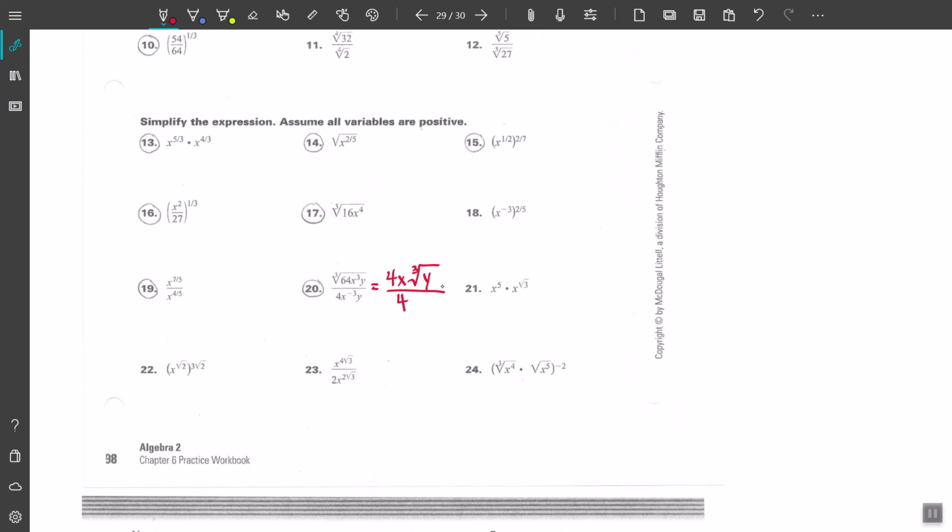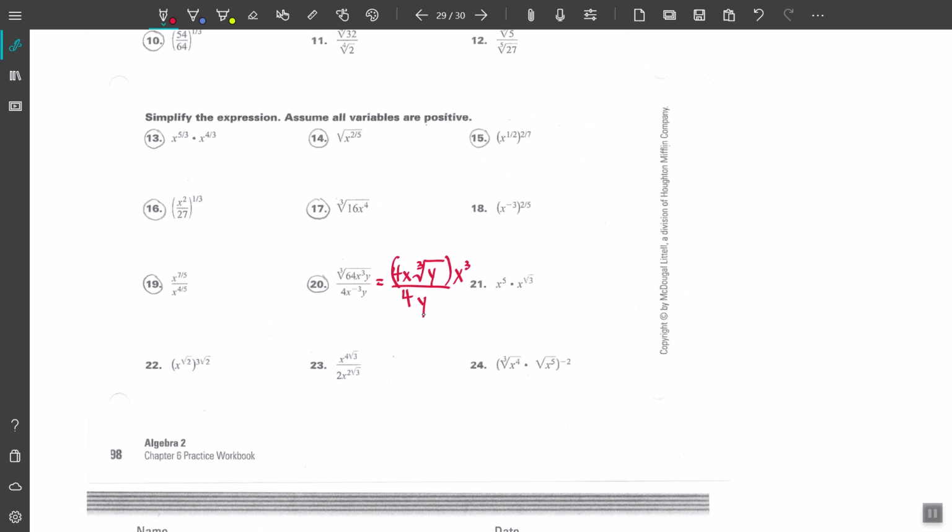So I rewrote the 4. The 4 is fine. I'm going to pull that up here and multiply it. I'm going to have to remember that this is all being multiplied in the end, that x cubed. And then here I'll leave the y down here because the y is fine. So let's take care of that x cubed. Now look, I'm not foiling here. I'm just going to multiply like terms. That numerator, if I were to stretch it out and show you what's happening here, it's really 4 times x times the cubed root of y times now this x cubed.